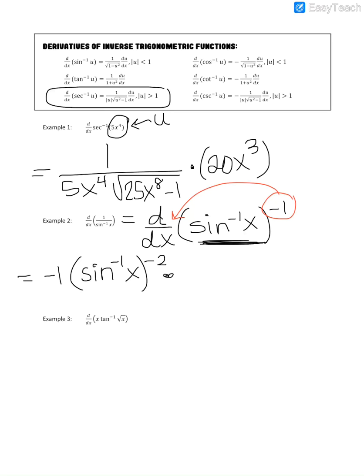Times, and now I'm going to do the derivative of my inverse sine, and so I am using my formula up here. So this would be 1 over radical 1 minus x squared. Notice on this one my u is x. If I want to times by the derivative on this one, the derivative of x is 1, so I could put that times 1 or I could just leave it off.